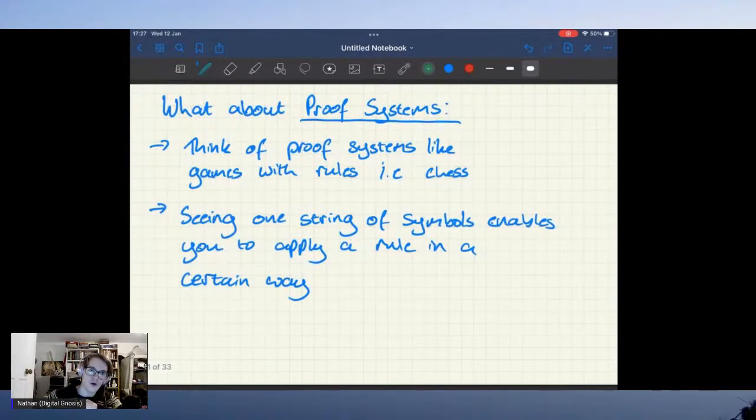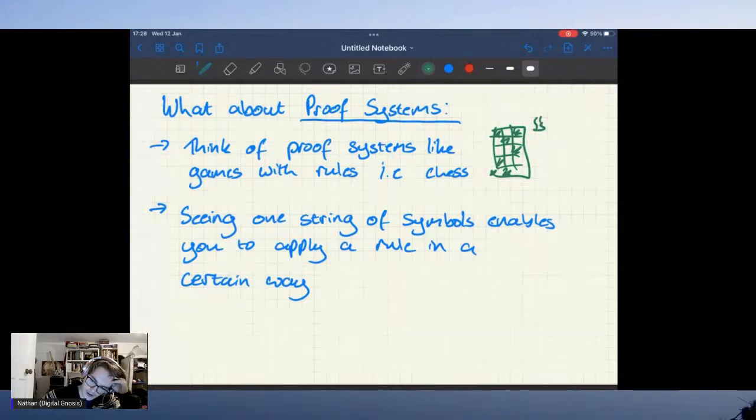Okay, so what about proof systems then? I've not done a lot of talking about proof systems so far. Think of proof systems like a game of chess, where someone teaches you chess, like I recently did. You have your chessboard, and here's what each piece can do. You can move these diagonally, or with the knights, you can move these like this.